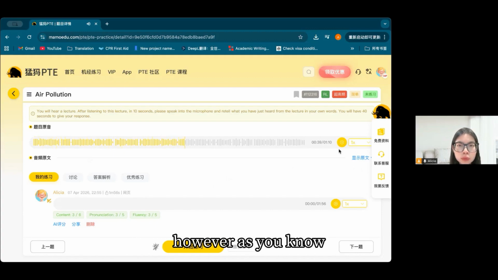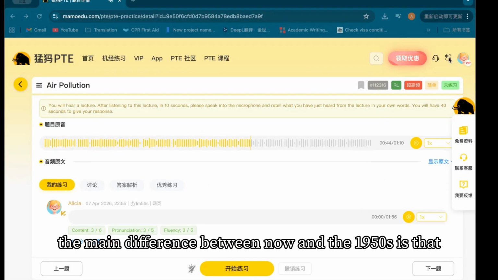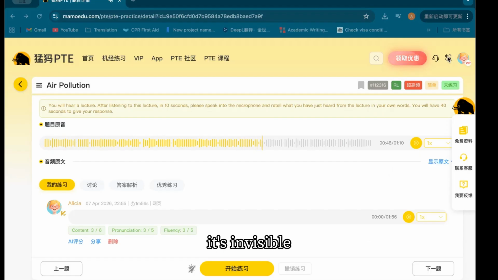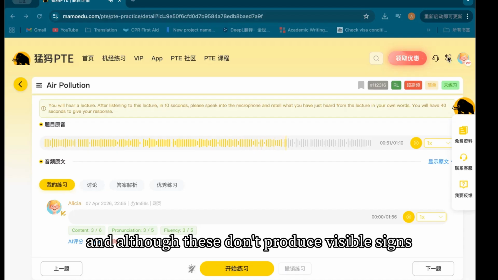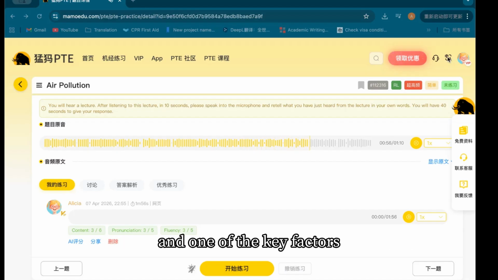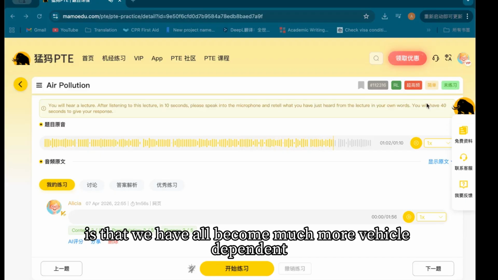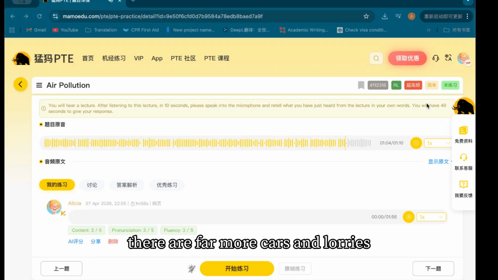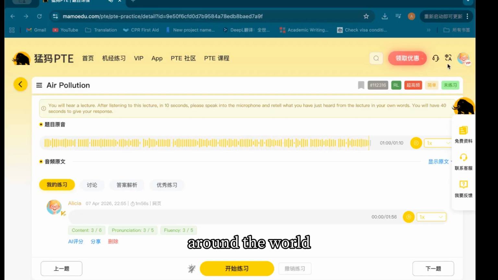However, as you know, these days air pollution is still a big issue. The main difference between now and the 1950s is that you can't see it. It's invisible. Also, the main source of pollution now is from cars and lorries, and although these don't produce visible signs, this air pollution is still a significant risk to health. And one of the key factors in the rise of this type of pollution is that we have all become much more vehicle dependent. There are far more cars and lorries, trains, and planes than in the 1950s, and this is now the main source of air pollution around the world.